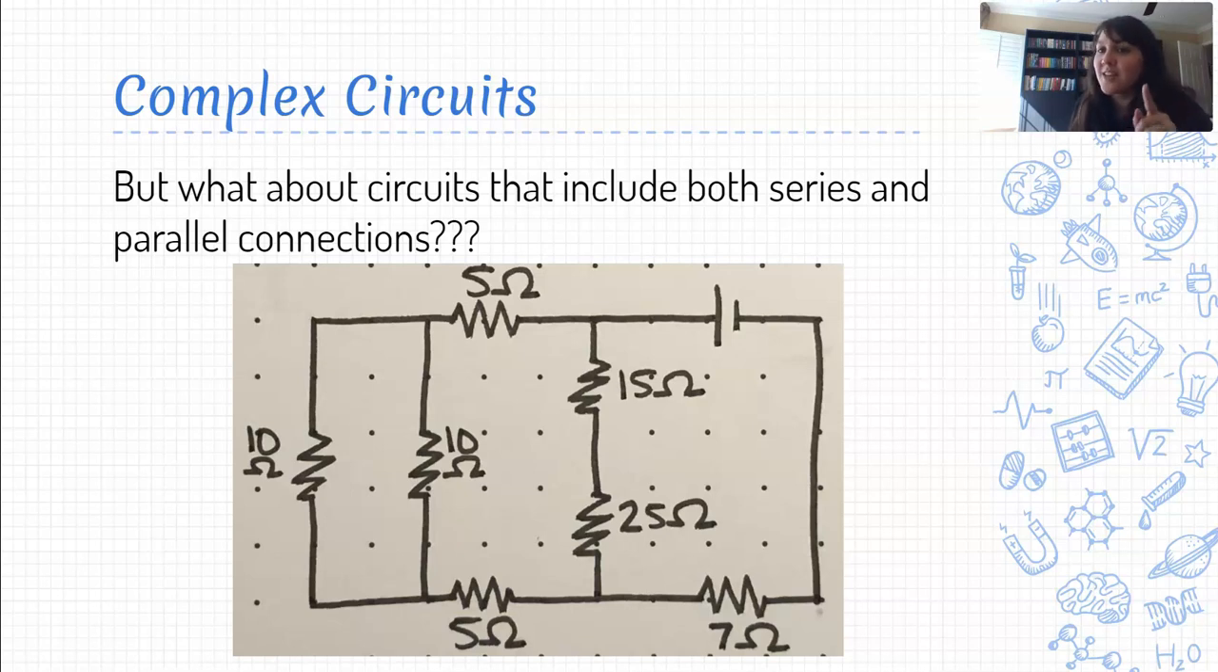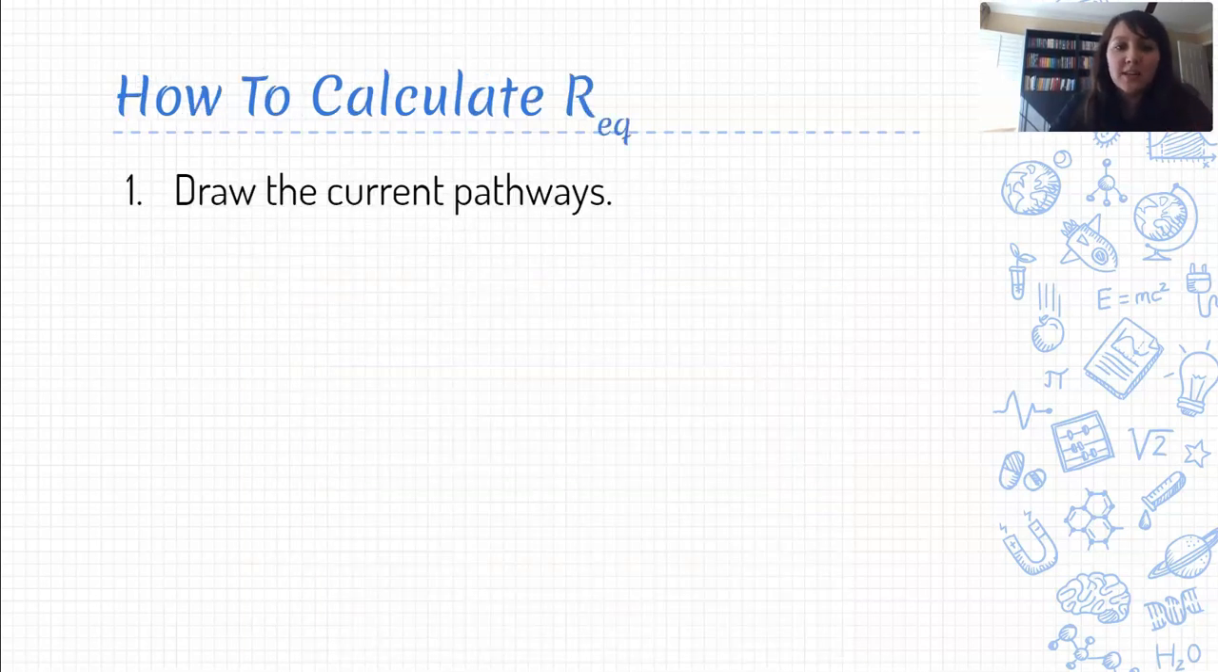You can still analyze this one as well. It may have multiple series and multiple parallels in there, but ultimately we can still break it down the exact same way, right? So here is my step-by-step guide for analyzing and determining the equivalent resistance of a big mess of a circuit like this one, okay?